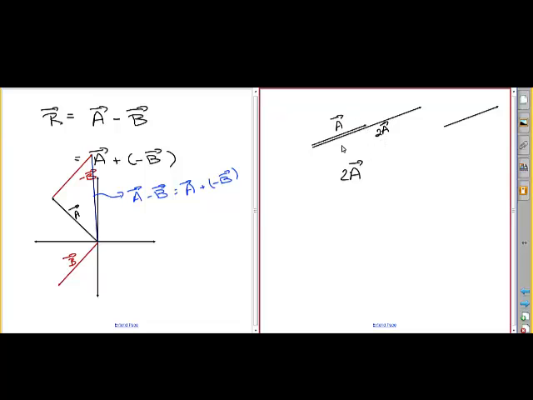Okay, so we're going to stop there. The next thing we'll talk about is components of vectors.